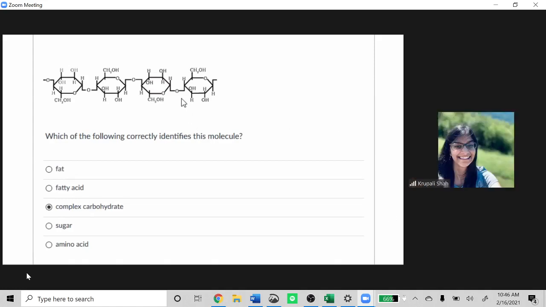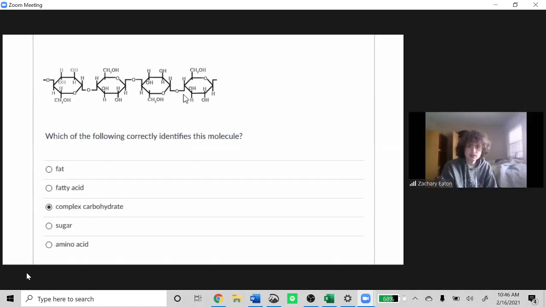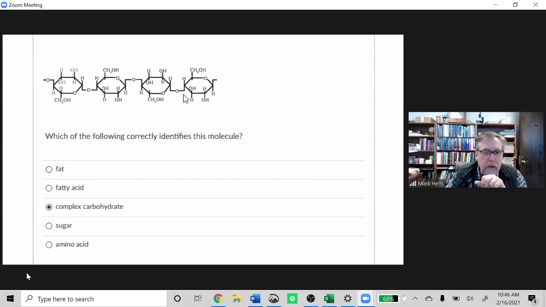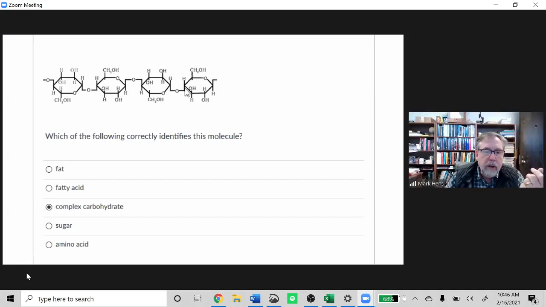Glycosidic bond. Remember, there are three kinds of special covalent bonds that we learned that are important for holding together macromolecules. One for complex carbohydrates, one for some lipids, and one for proteins. What's this? Glycosidic linkage. Good.